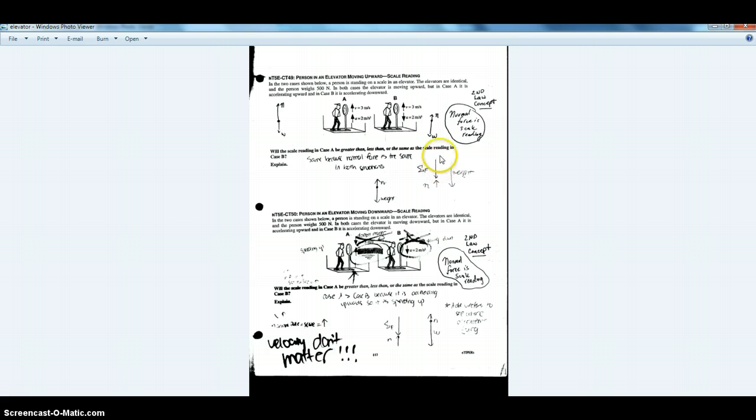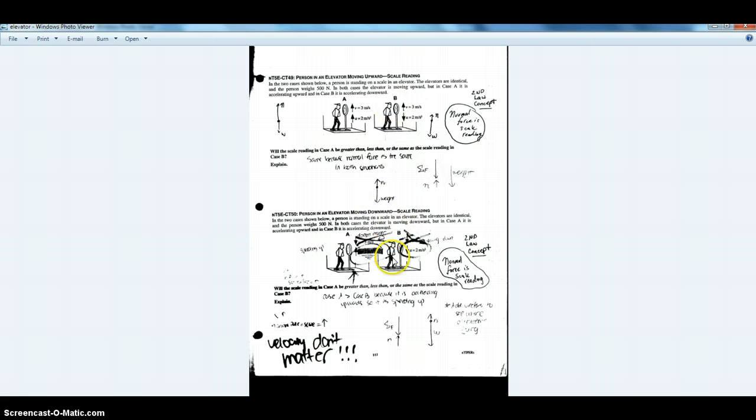As you can see here, the sum of the vectors is this, and the normal force is up. This is the weight, this is the normal force. This is the weight. Normal force is scale reading. Yeah. Okay.